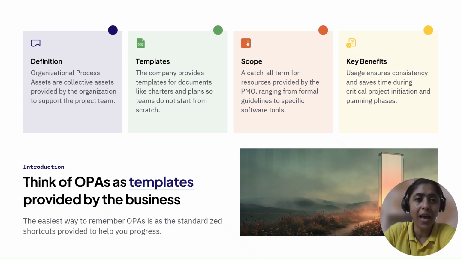Think of OPAs as standardized shortcuts. They can include templates for charters and plans, as well as guidelines, procedures, software tools, and other resources provided through the organization or PMO. The big benefit is consistency and speed. Instead of asking, how should we do this? The project team can start with an established approach and focus its energy on delivering the project. So, whenever you see a reusable template, organizational guidelines, or supportive tools that help the team manage the work, think of OPA.